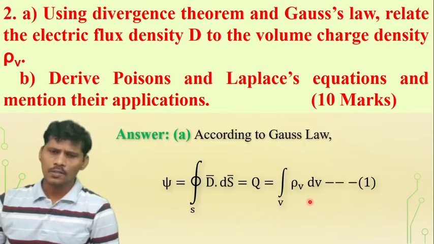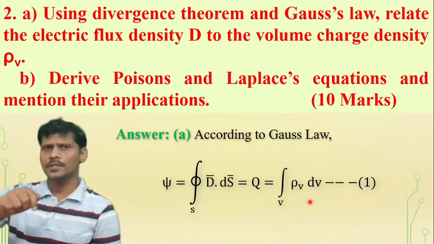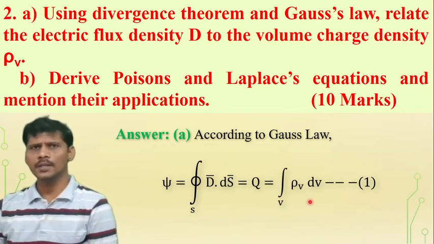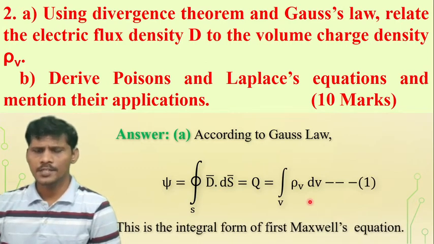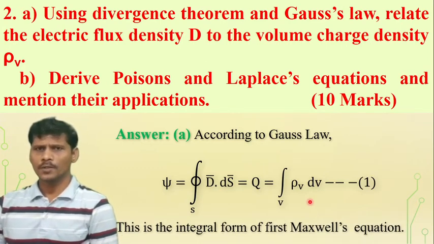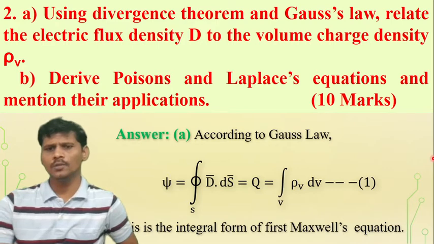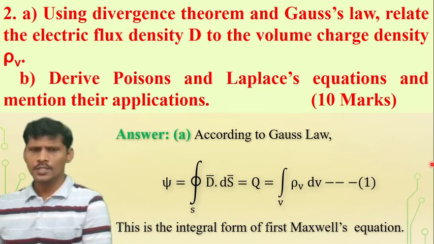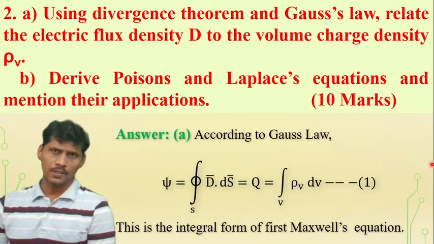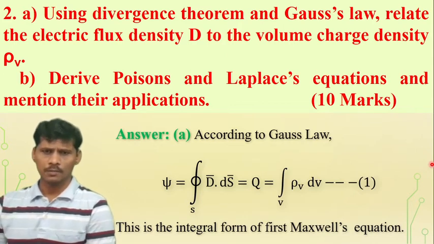According to the statement of the Gauss law, the electric flux passing through any closed surface is equal to the charge enclosed by that surface. That is psi is equal to the closed surface integral of D bar dot dS bar is equal to Q. But Q in terms of volume charge density rho v is equal to the volume integral of rho v into dv. So this is the integral form of the Gauss law Maxwell equation.